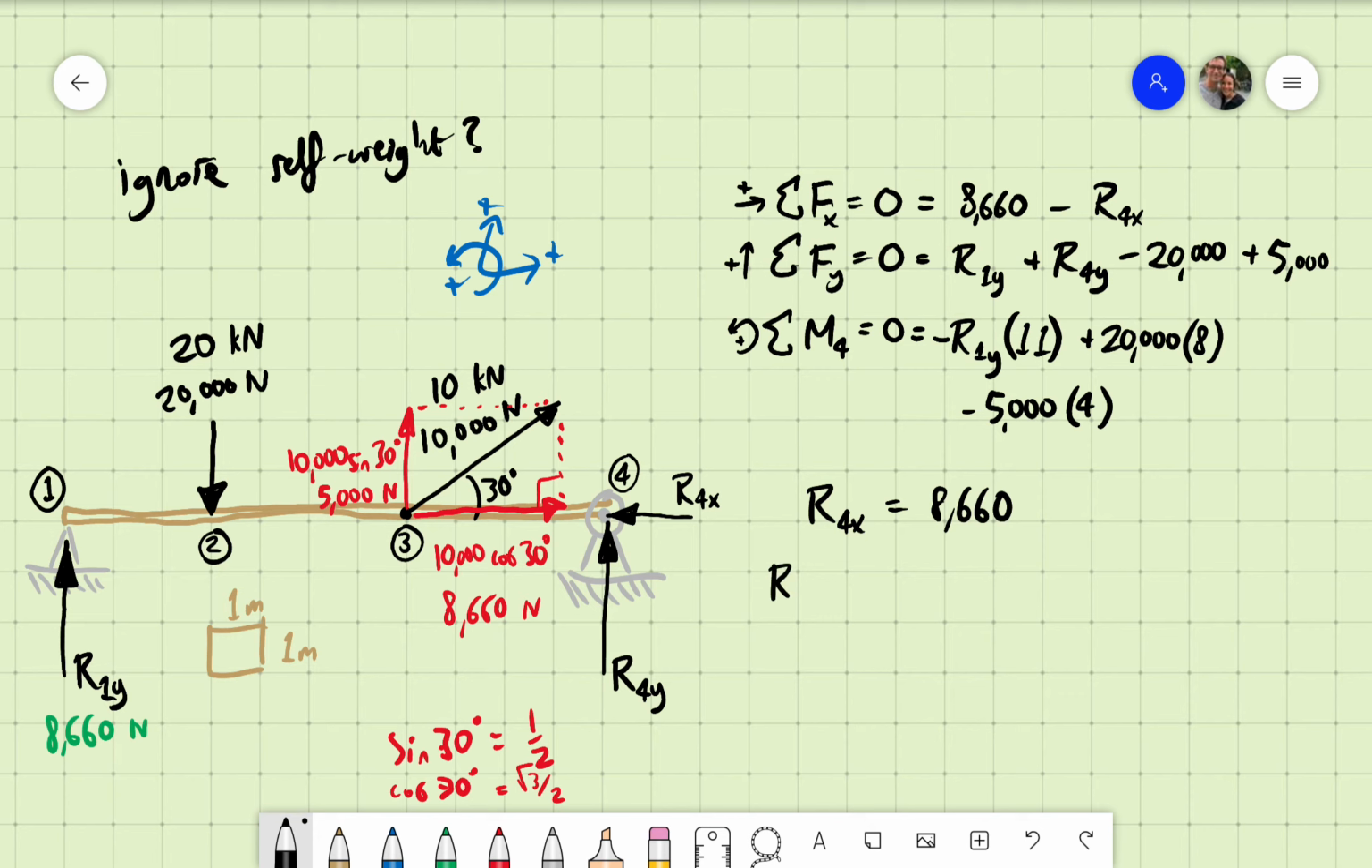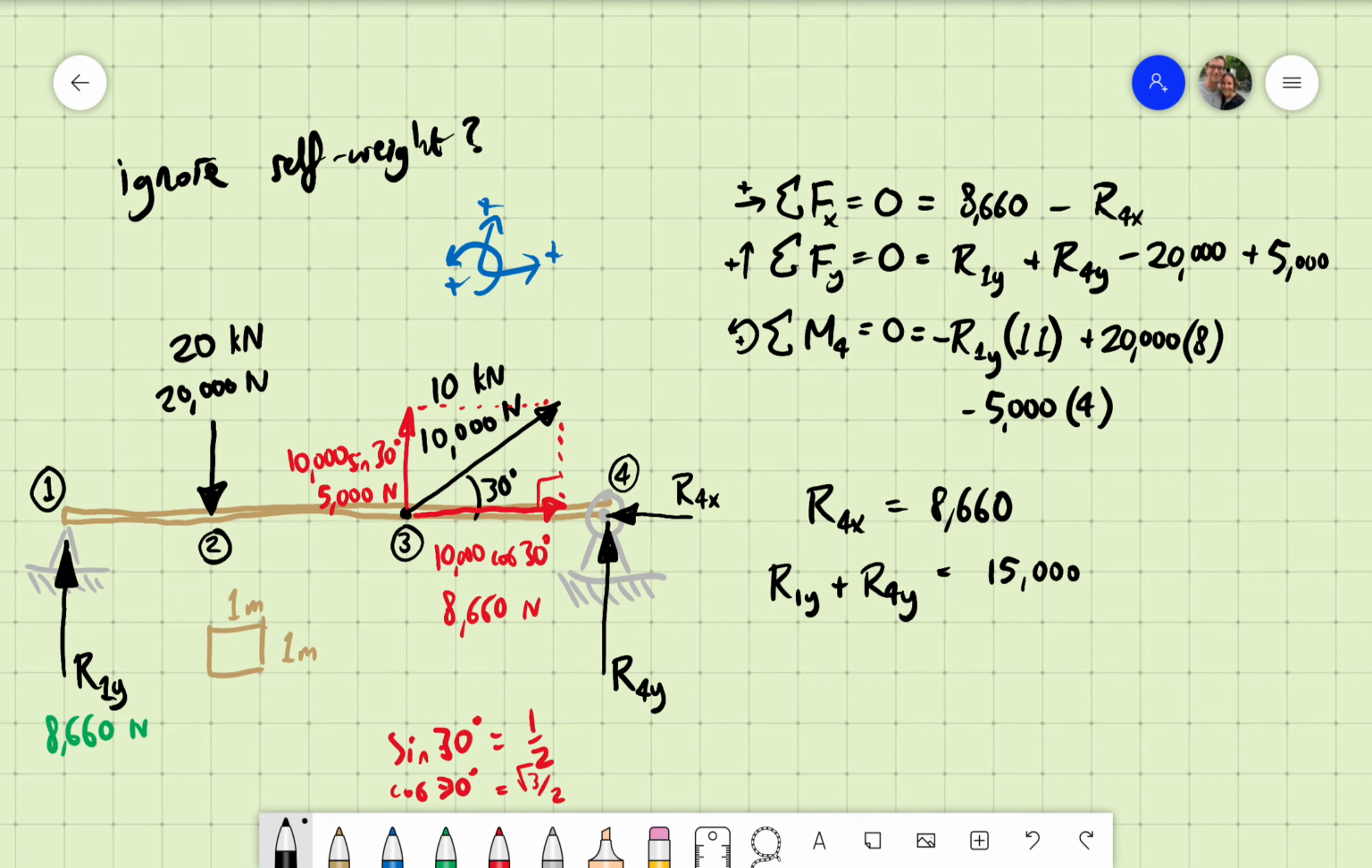I'll clean that up a little bit. We have R1y plus R4y. Negative 20,000 plus 5,000 gives us negative 15. We add the negative 15 to put it on the other side, and we get that. Okay, that is the simplified Fy equation. I'm just getting that directly from this line. Alright, and then we do the moment one.